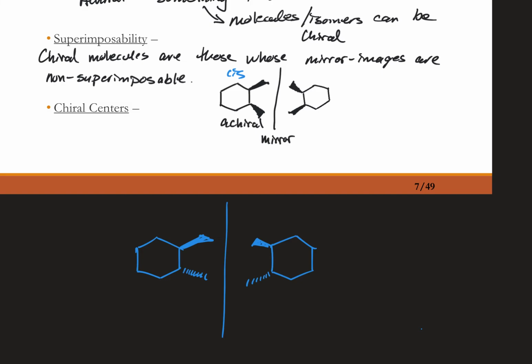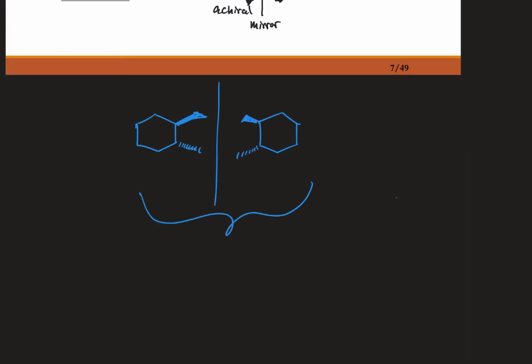because this group is above the plane of the screen, this one is below it, and vice versa for the bottom methyl groups. So they don't overlap. So these are non-superimposable mirror images of each other, and therefore these are going to be chiral molecules.